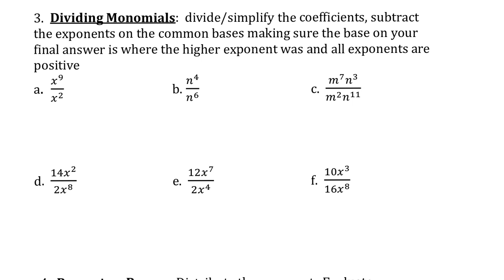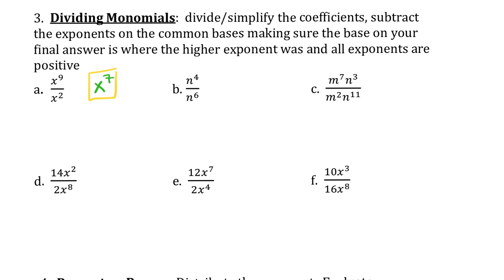Okay, we're going to divide, simplify the coefficients, subtract the exponents on the common bases, making sure the base on your final answer is where the highest exponent was, and all exponents are positive. So if I have x to the 9th at the top and x to the 2nd at the bottom, if you imagine I had x 9 times at the top and x at the bottom twice, I'm going to cancel out 2 of them. If you cancel out 2 of them, 9 minus 2 means I'm left with x to the 7th. When you're dividing or it's a fraction, things are canceling. So you're subtracting what's going to cancel.